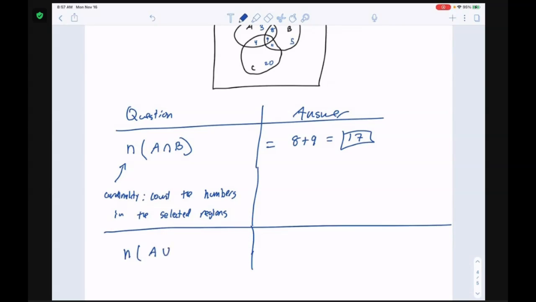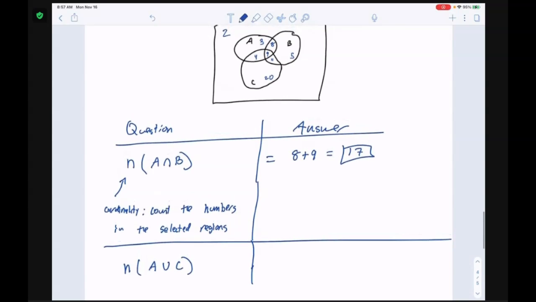A union C. I want everything that is in circle A along with everything that is inside circle C. So I want everything that's in circle A combined with everything that's in circle C. Now, if it's also included in circle B, that's irrelevant. If it's in B or not in B is irrelevant because that is not in this question.